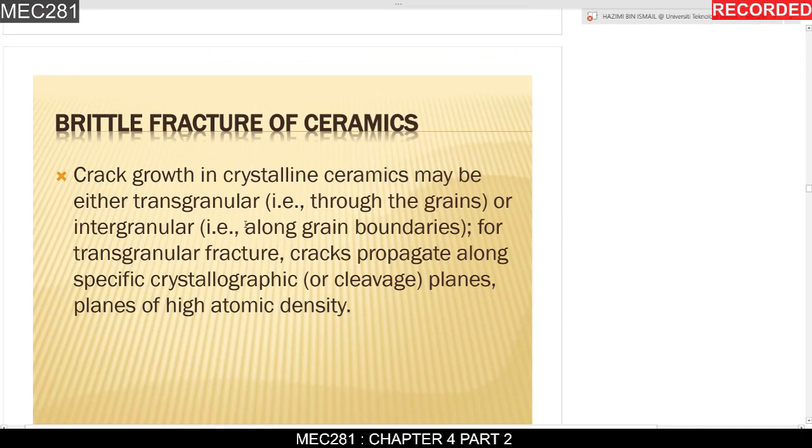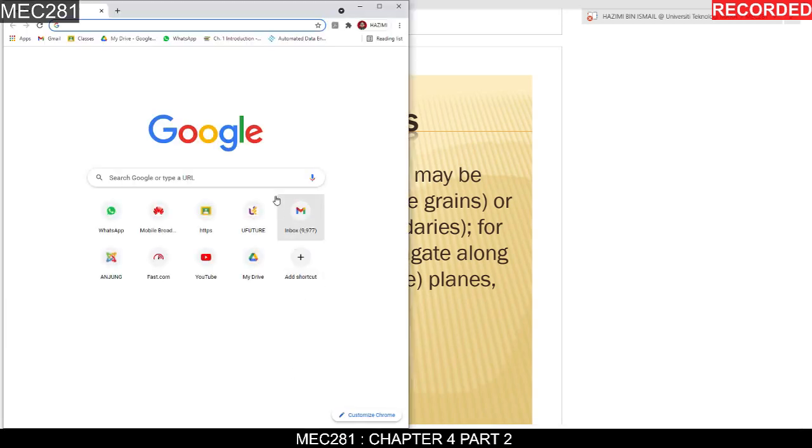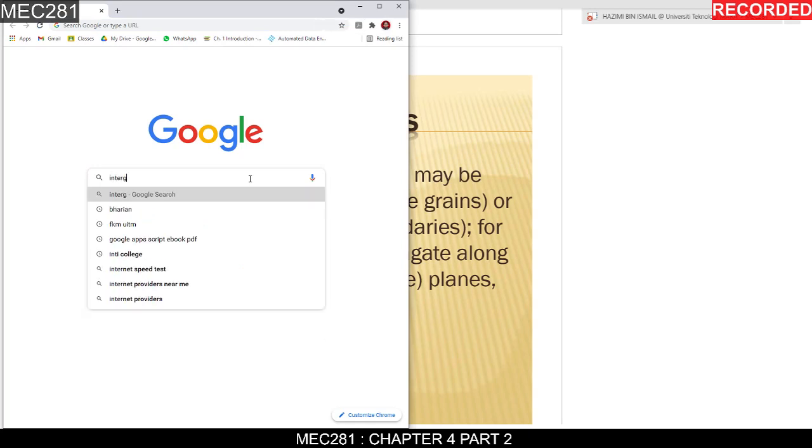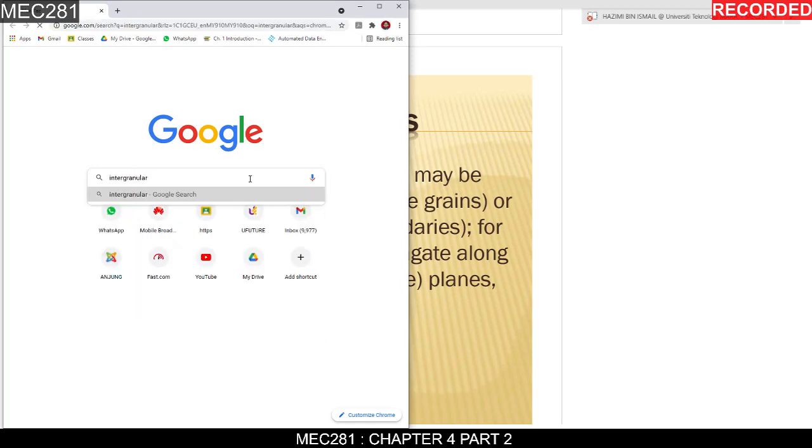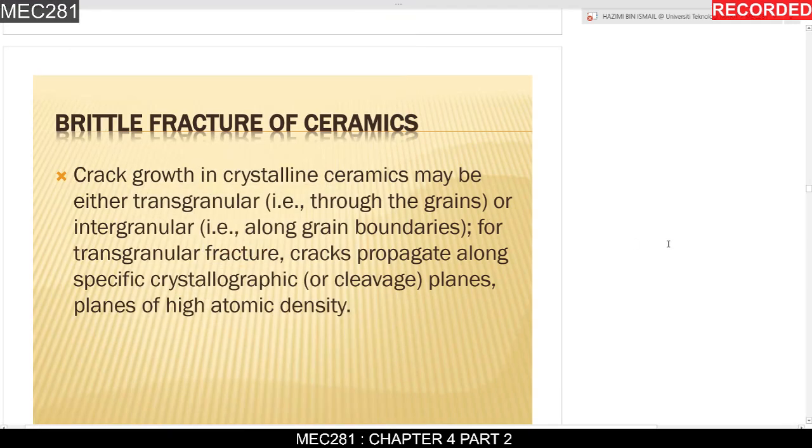Okay, so crack growth in crystalline ceramics may be either transgranular through the grains or intergranular along grain boundaries. Okay, so if you do not understand what the transgranular and intergranular are, just a little bit of searching in Google, you can know. I have a problem with my internet right now. So never mind, you can do your own search in Google. If you want to go deeper about this, you can read a lot by only Googling. Cari dalam Google.